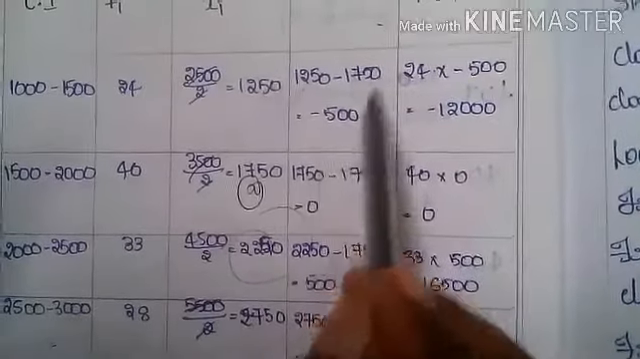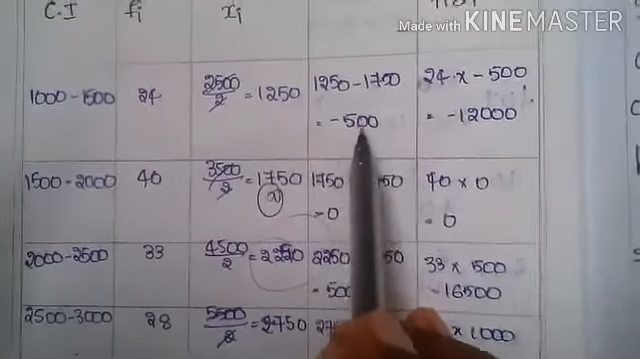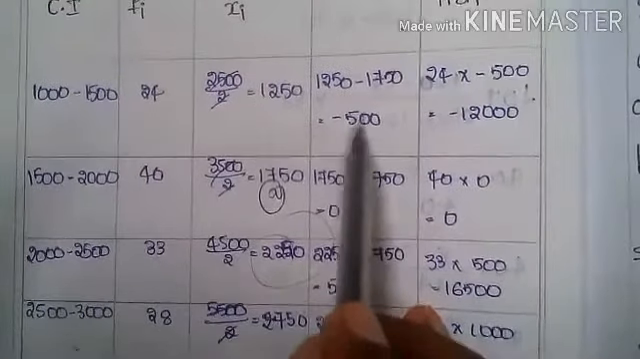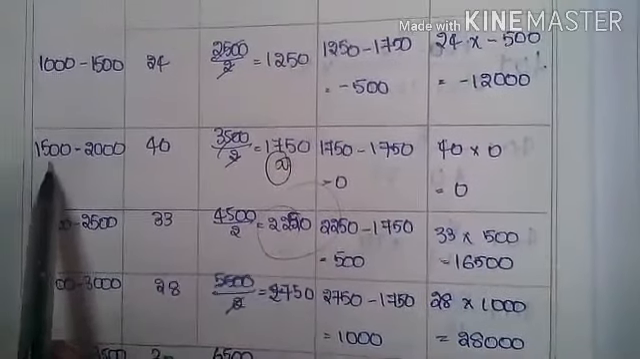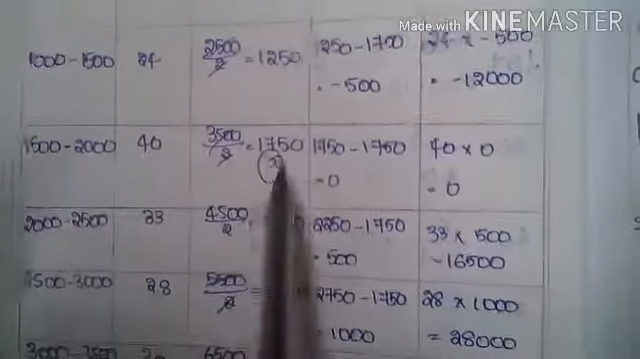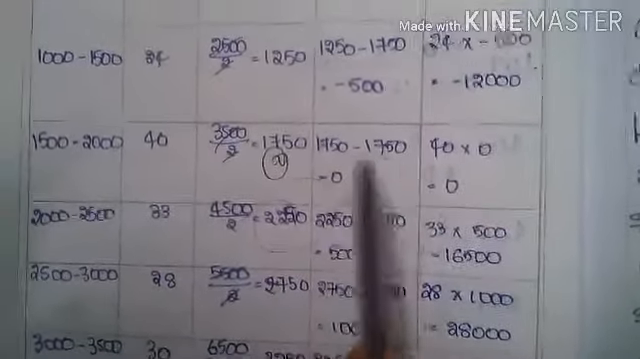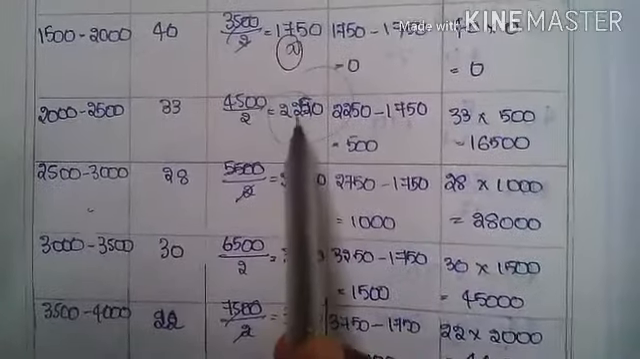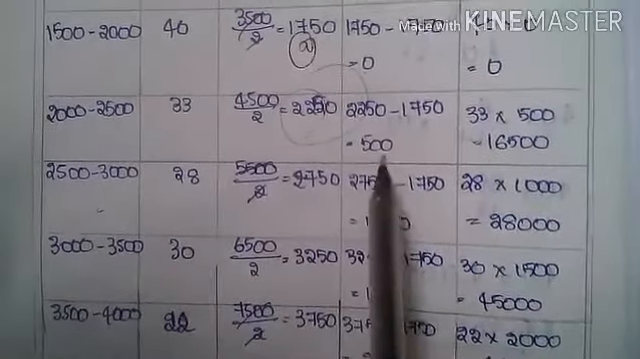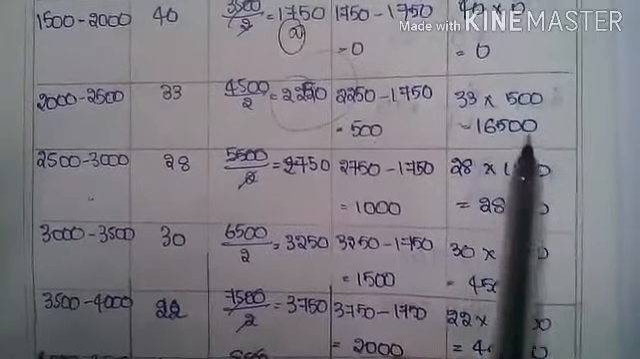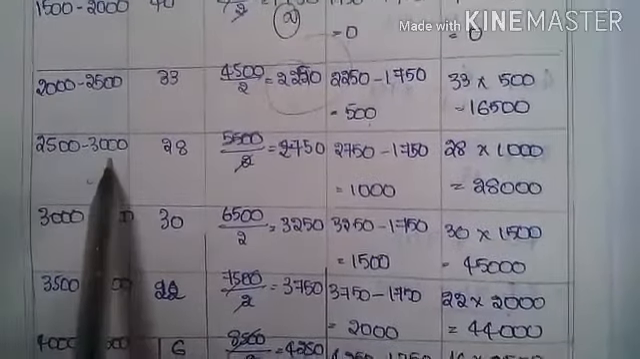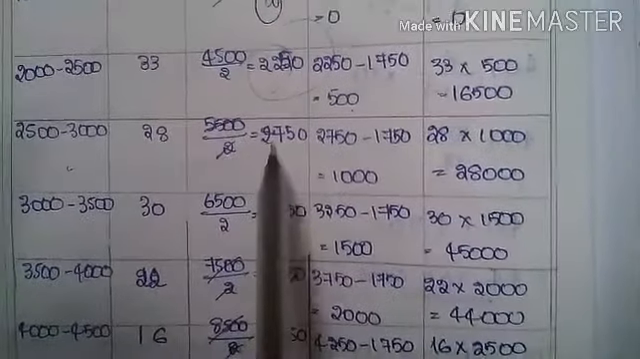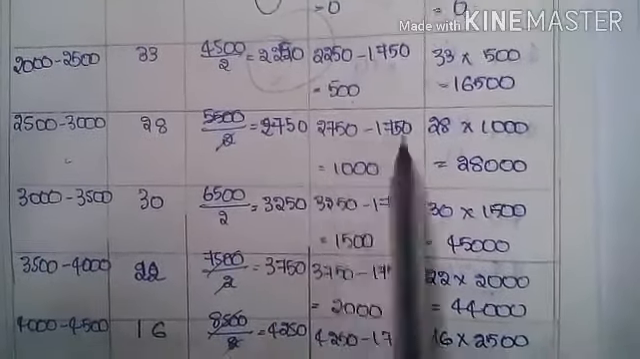So 1250 minus 1750 will get minus 500. 500 into 24, I'll get minus 12,000. So the second one, 1500 plus 2000, 3500, I'll get 1750. 1750 minus 1750, 0. 0 into 40 will get 0. So we'll get 4500, we'll get 2250, we'll get 500. So 35 into 500, 17,500. We'll get 5500 divided by 2, so 2750. So we'll get 1000.